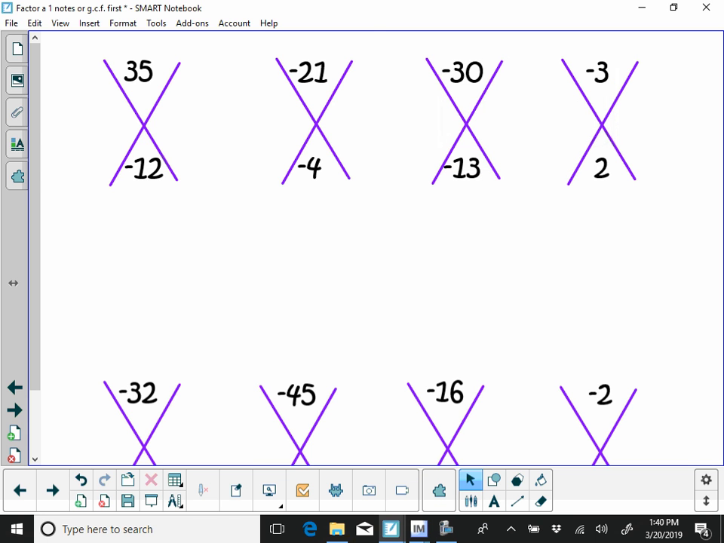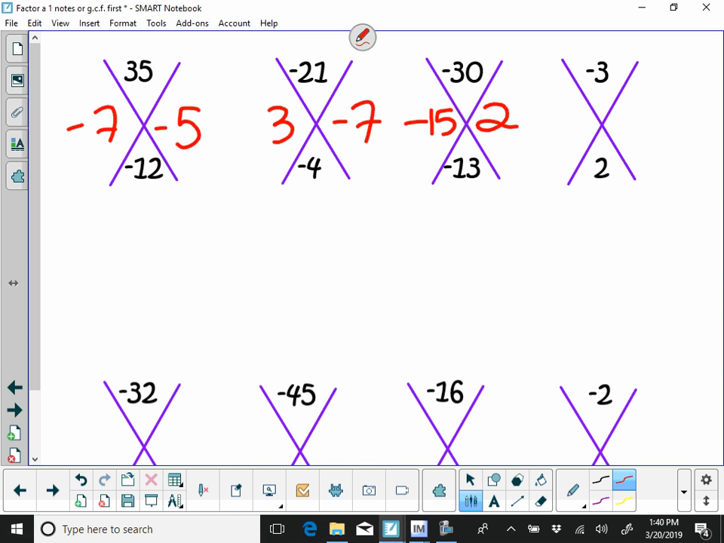Let's see if you got them all right. What did you get? Negative 7, negative 5. 3 and negative 7. Okay, let me talk about this one for a minute. Most people miss that one, because you probably started with 10 and 3. Most people think 10 and 3 does give me 30, and 10 and 3 does give me 13.